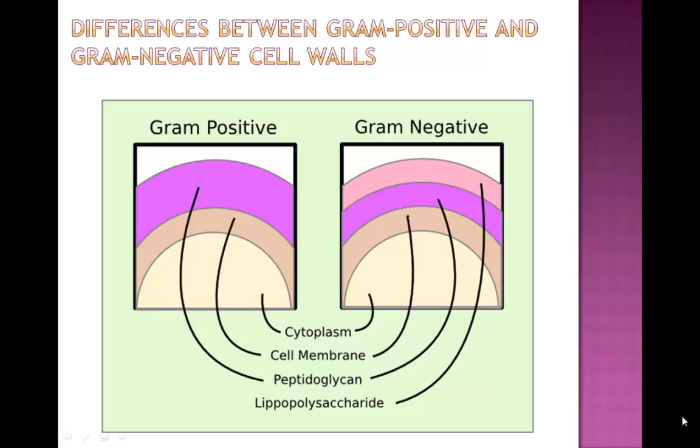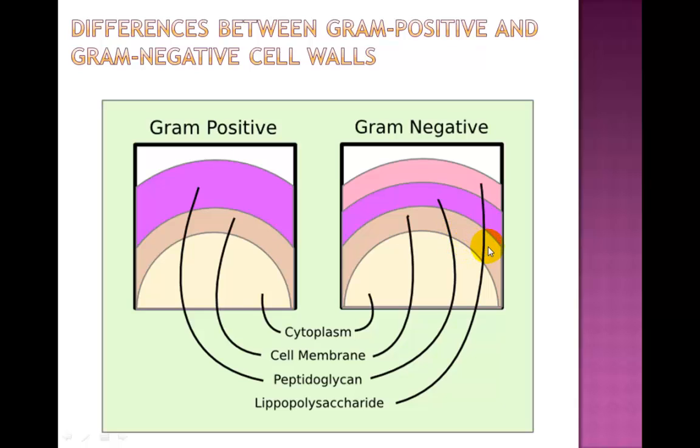Now let us look at the gram-positive and the gram-negative cell walls. These bacteria are named as such, gram-positive and gram-negative, according to a differential staining technique known as gram staining, about which we will study at a later time. When comparing and contrasting the two, both gram-positive and gram-negative cell walls are similar in that they both contain the cytoplasm and they both have the cell membrane.